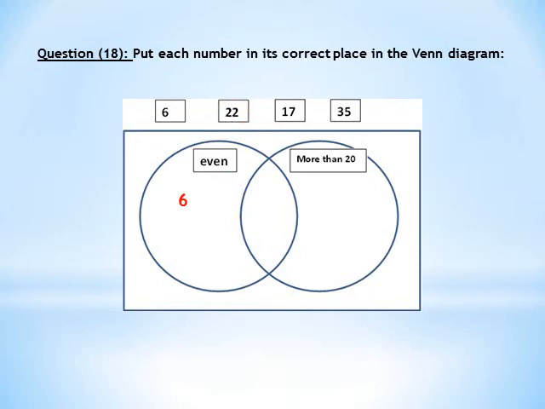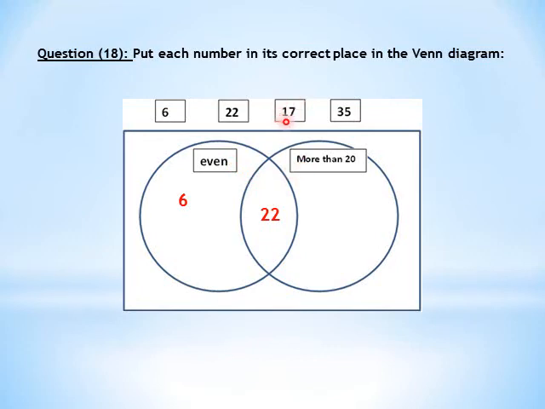22. Is it an even number? Yes, because I have 2 in the units place. Is it more than 20? Yes, it is. So 22 fits here in this circle and in this circle. So what shall I do? I will use this overlapping part to put 22. This means 22 belongs to this circle and at the same time belongs to the other circle.